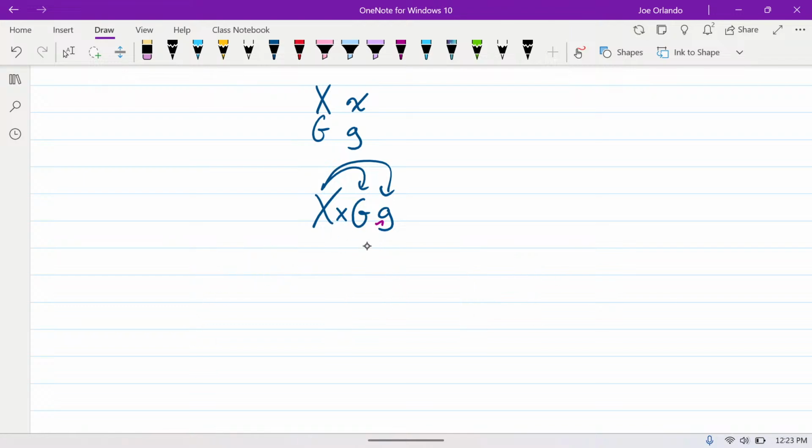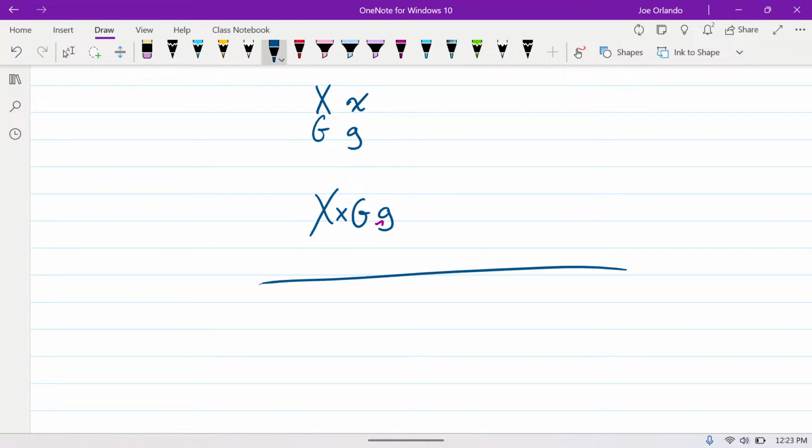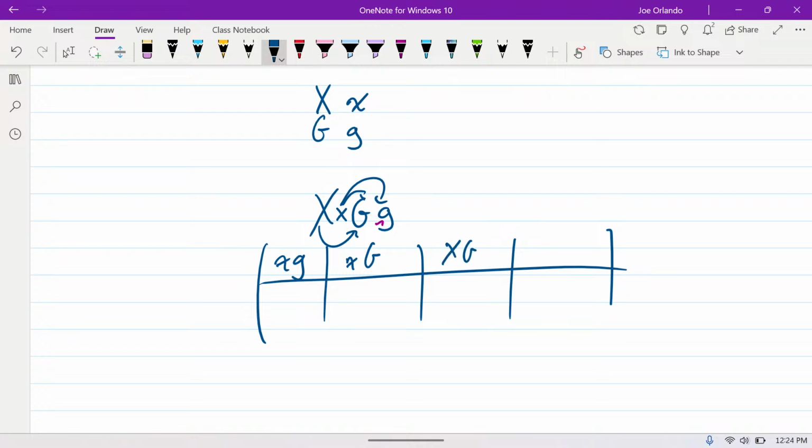Does that make sense? So if I had chosen to start by saying little x can end with little g, that's fine. And then little x can be with big G, and then big X can be with big G, and big X can be with little g. That's not going to matter one bit. That's the exact same answer. Did that answer your question?